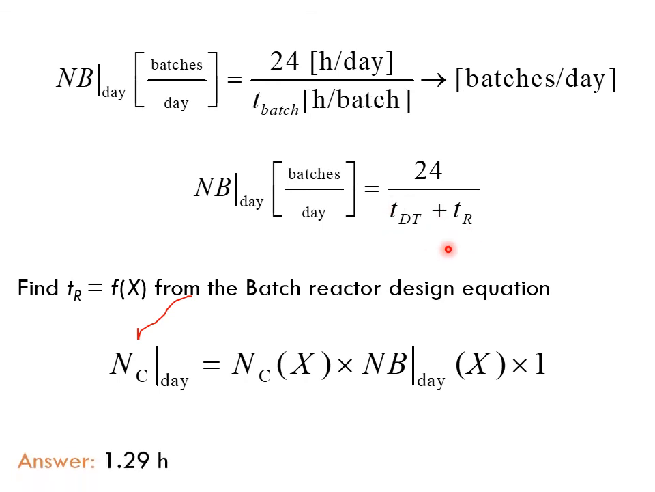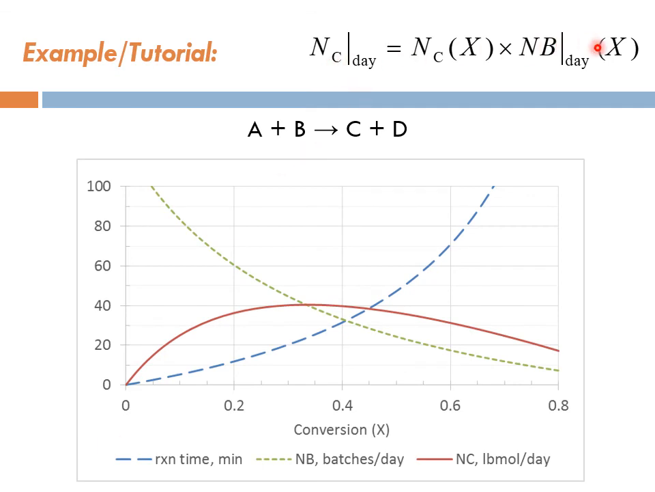Okay, so there we go. The answer is 1.2 hours, because once we find X, we can plug it into this equation. Here we go, and we can find TR, which is the reaction time per batch. What I did here is I used this equation and I plotted NC, the production of C per day, as a function of X. This is X, and then I calculated NC in pound-mole per day, but I also plotted the number of batches per day, this guy, and also plotted TR, which is this guy. You can reflect upon this figure and learn a lot from it.